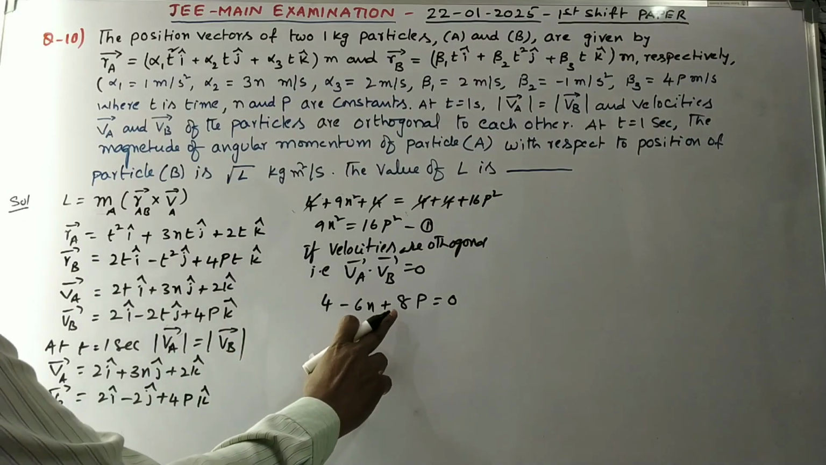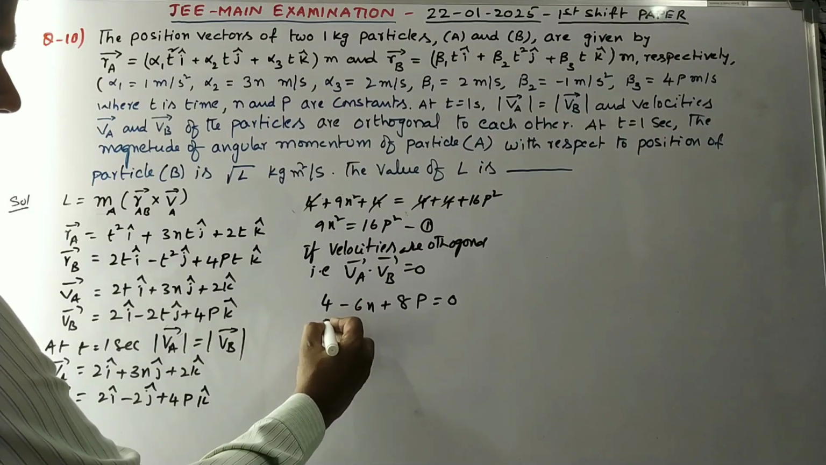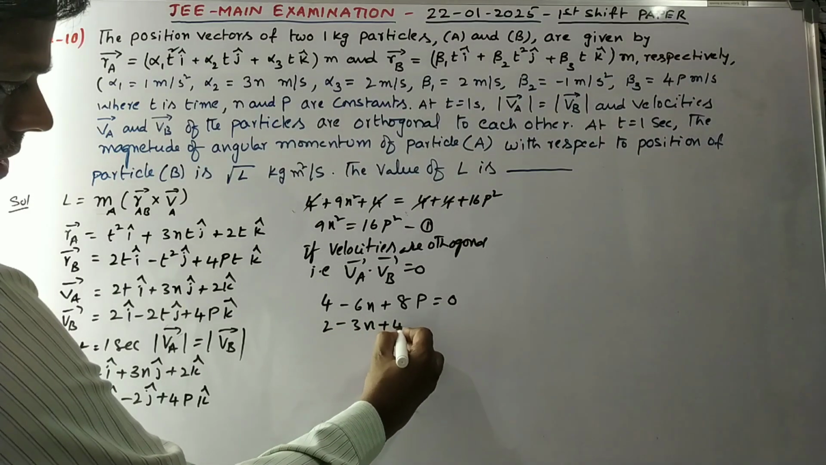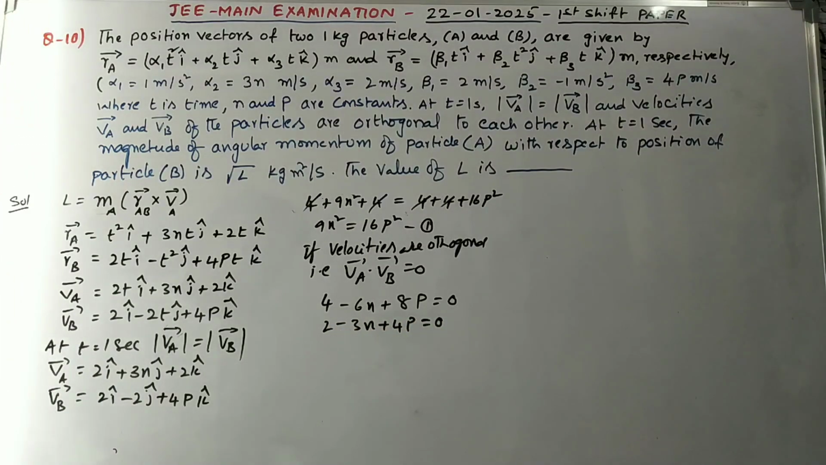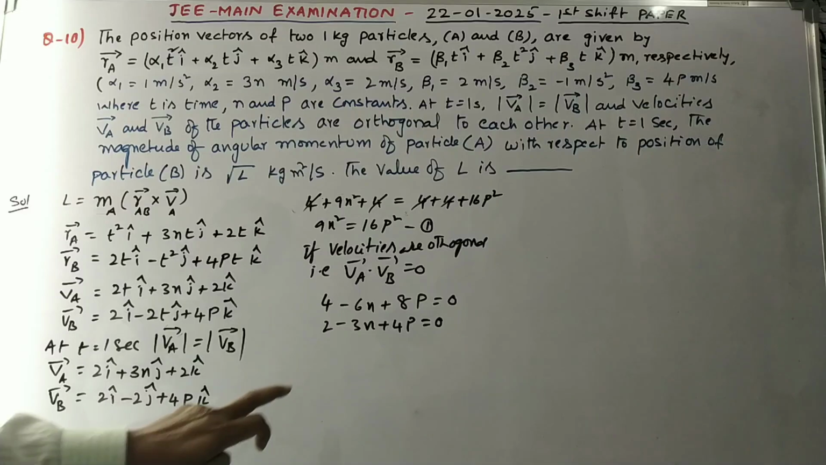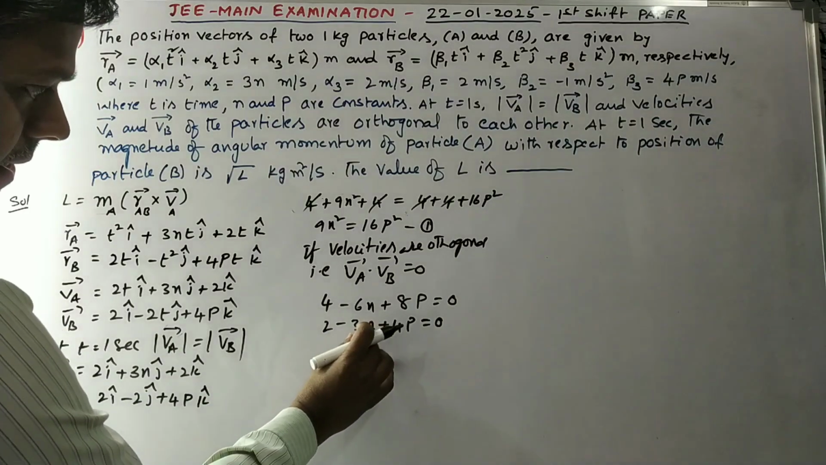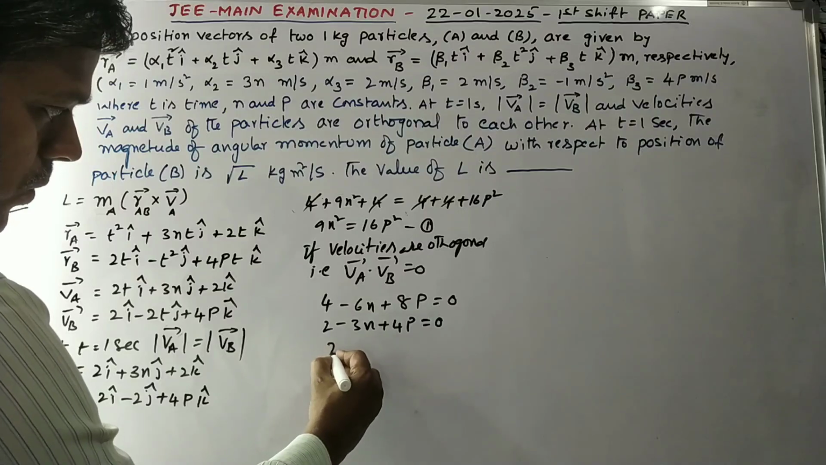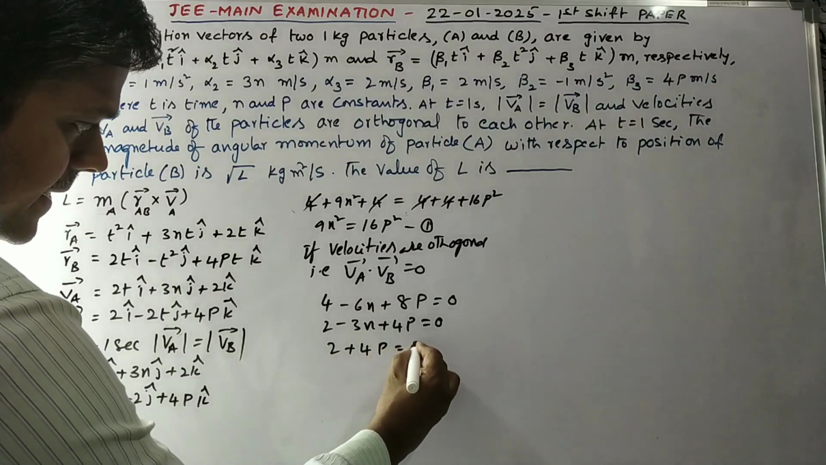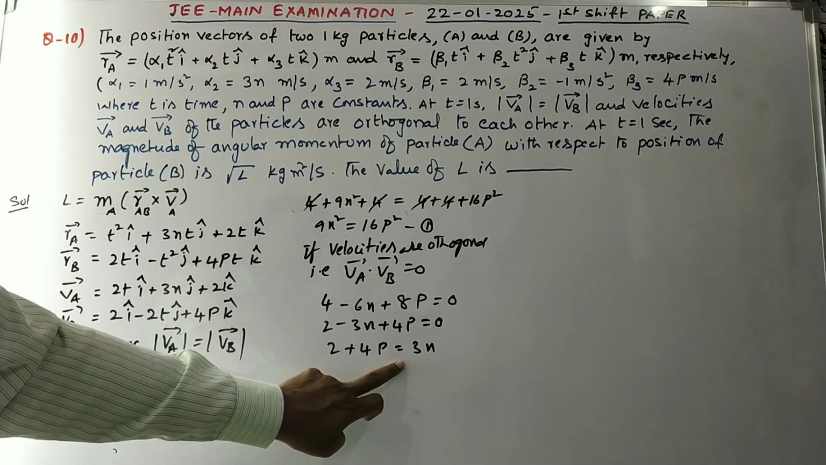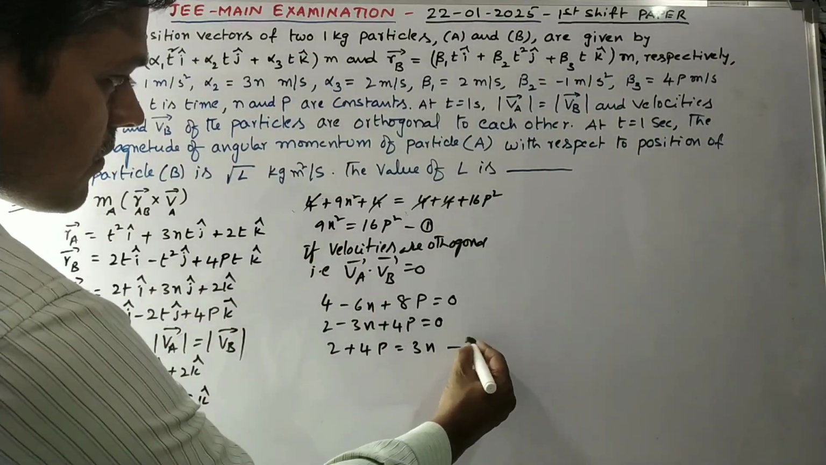Now, from this one, I would like to take 2 common. 2 minus 3n plus 4p is equal to what? 0. Isn't it? Now, what happened? 2 minus 3n is equal to 4p. From this one, I would like to take this 3n outside. 2 plus 4p is equal to 3n.